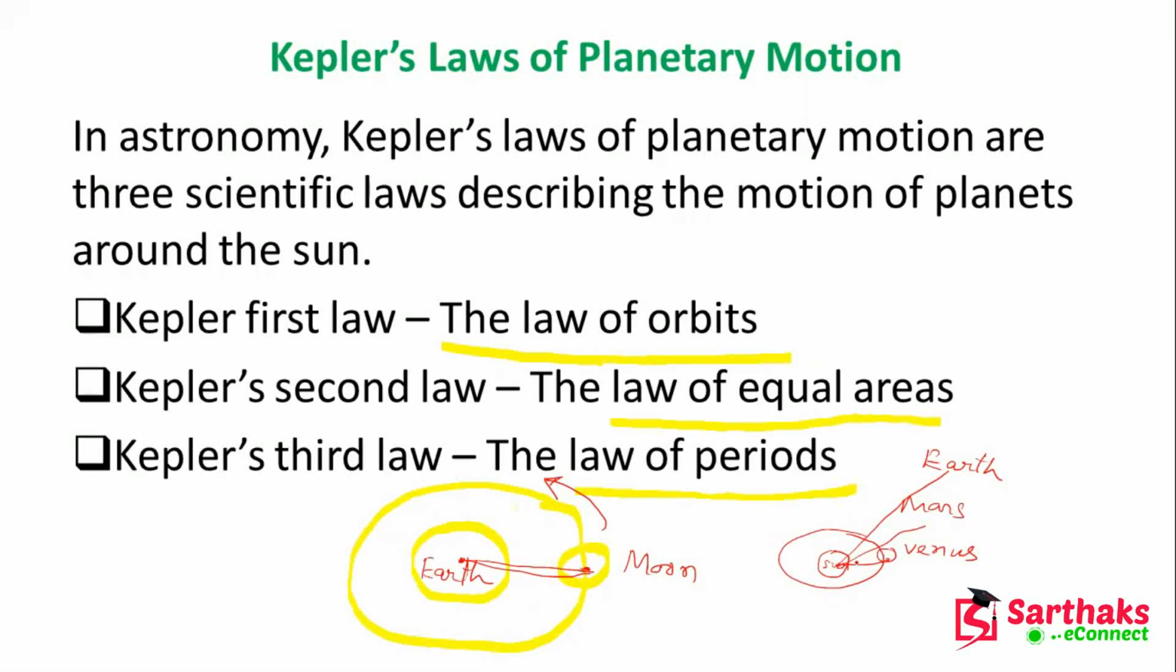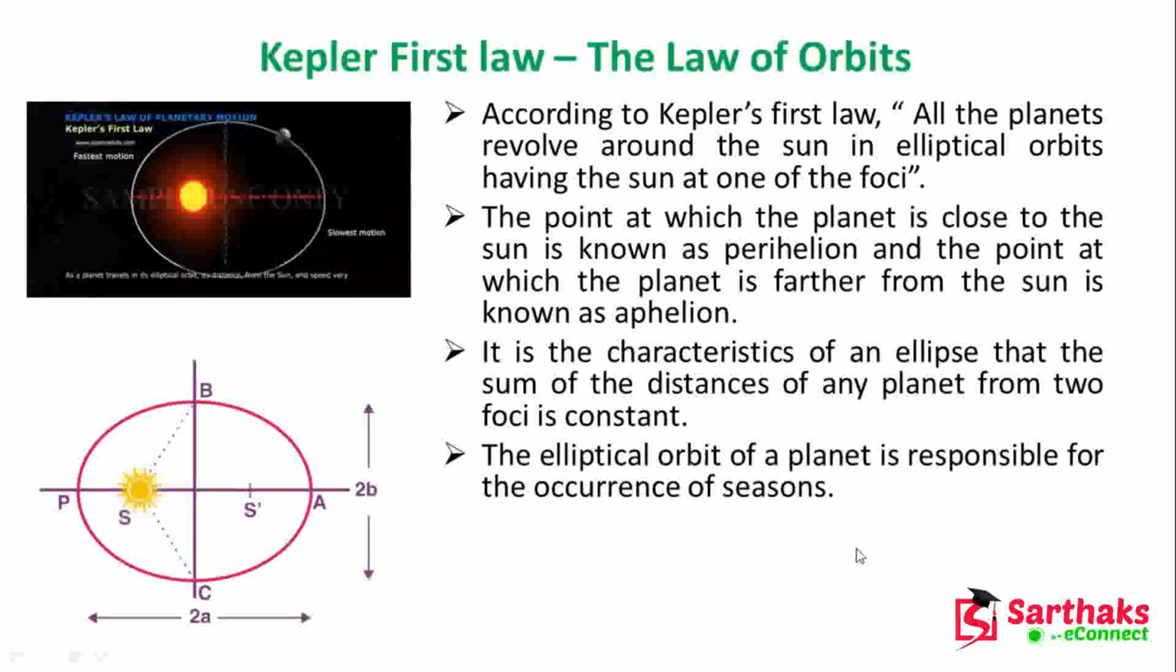So whatever I have told, Kepler's first law is related to the law of orbits. Kepler's second law is related to the law of equal areas. Kepler's third law is related to the law of time periods. Okay, let's move to the next slide.